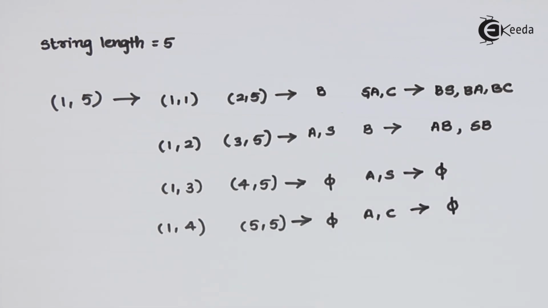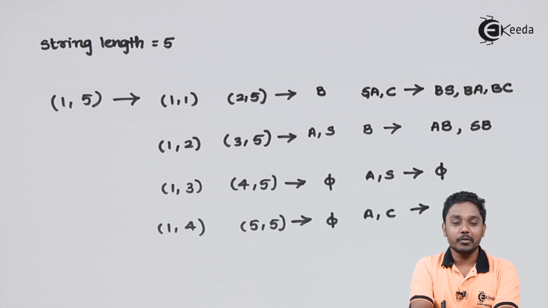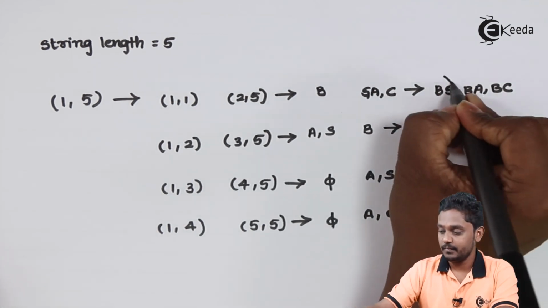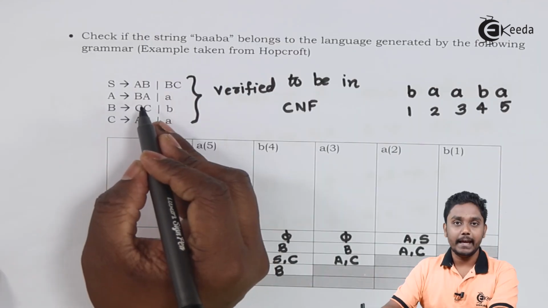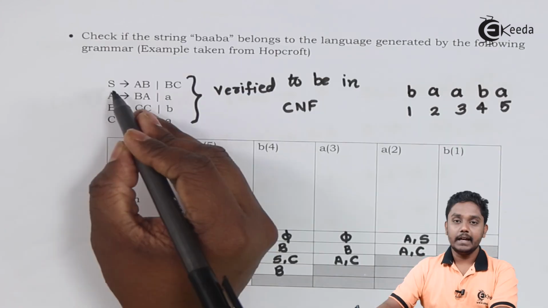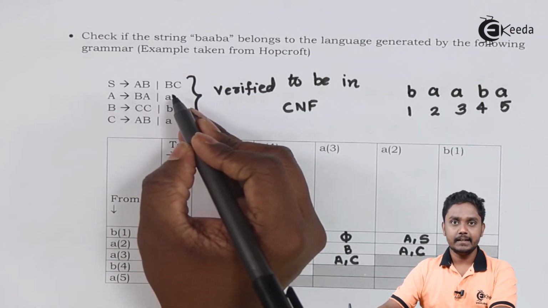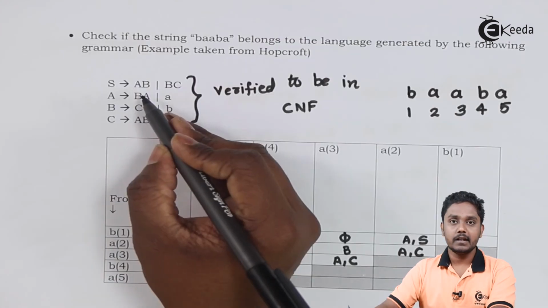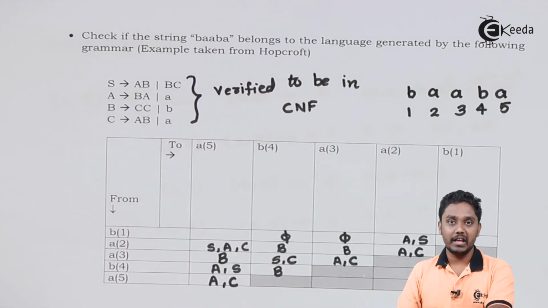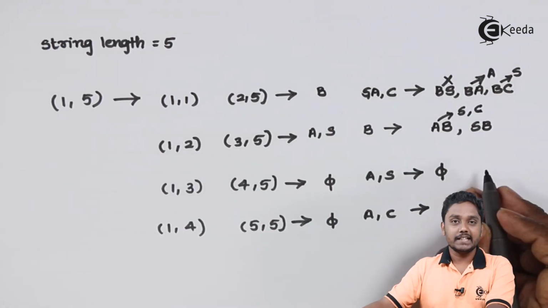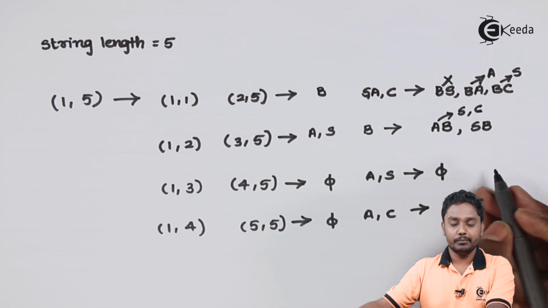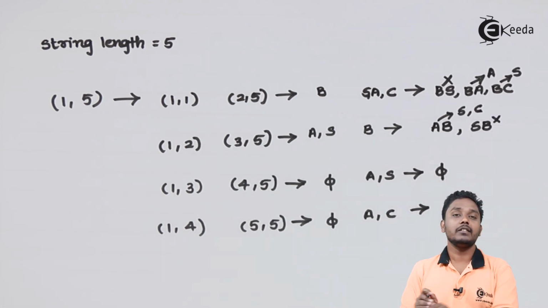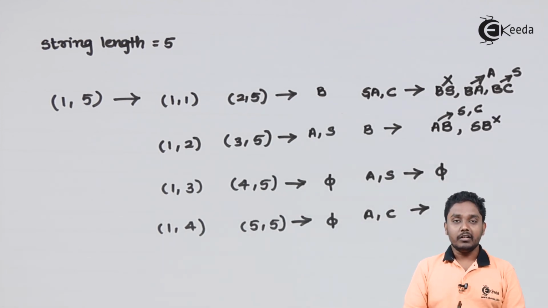Now, from the produced RHS, let us find which all are produced by our grammar. BS is not produced by our grammar. A produces BA. S produces BC. S and C both produce AB. SB is not produced by our grammar. And the rest are null. Let us write this information into our table.